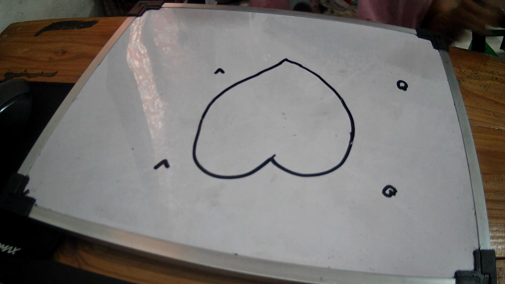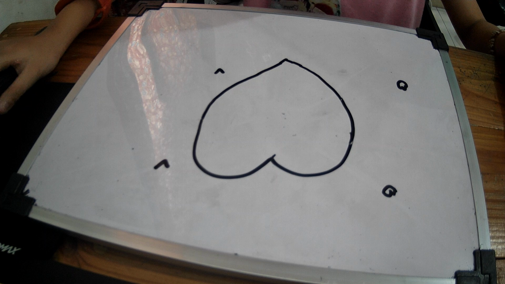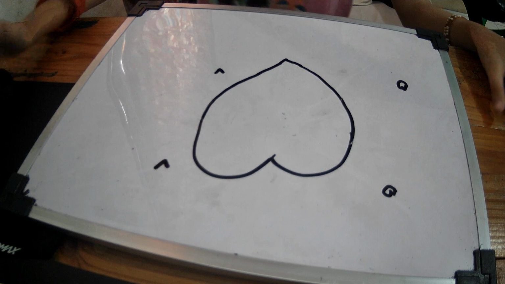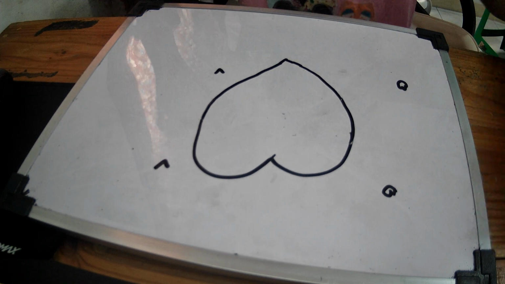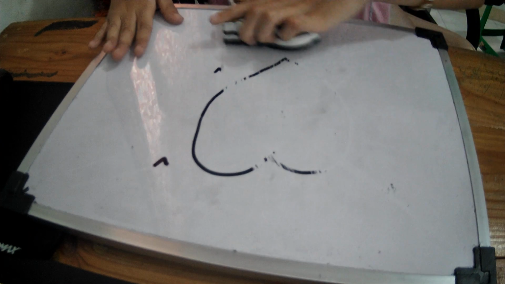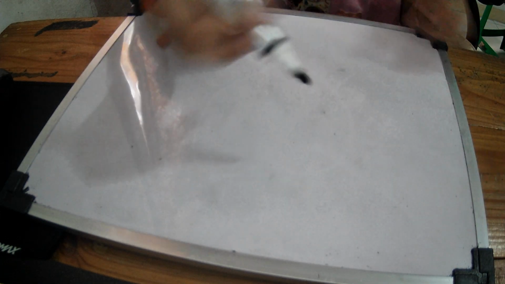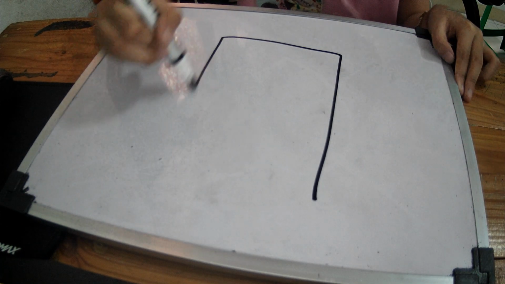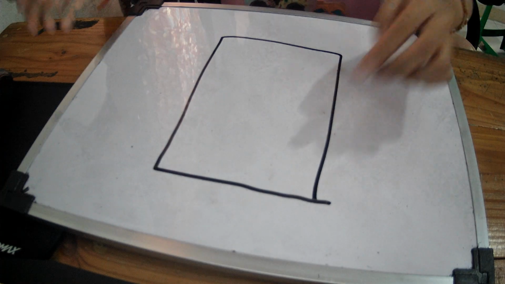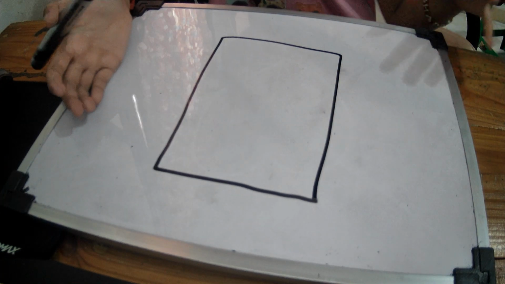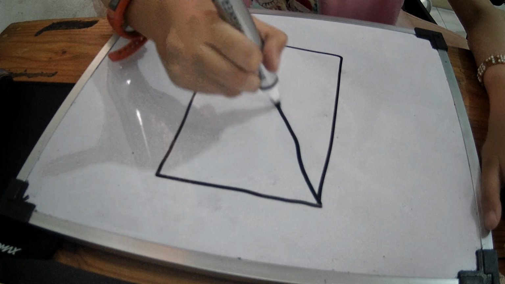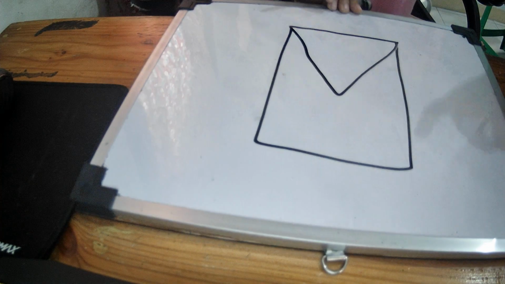Now we're going to draw a Valentine's Day card. So let's draw it. First, you draw a rectangle like that. Oops, no lines. And then you draw an upside down triangle in your rectangle like that.